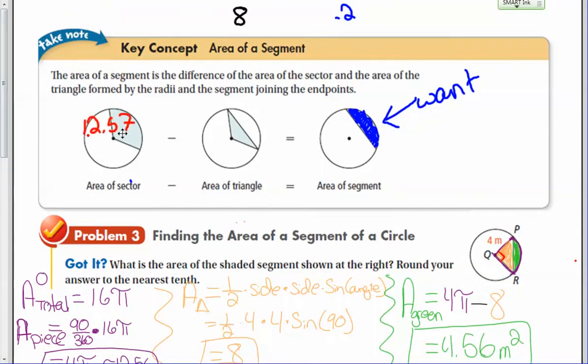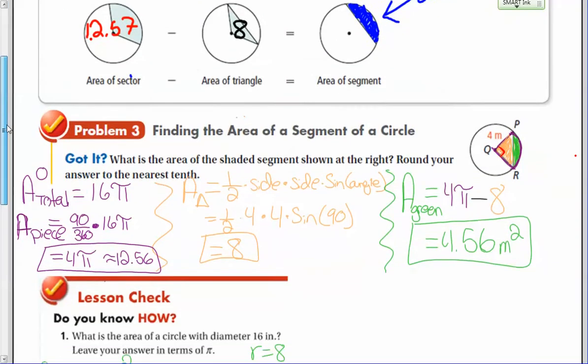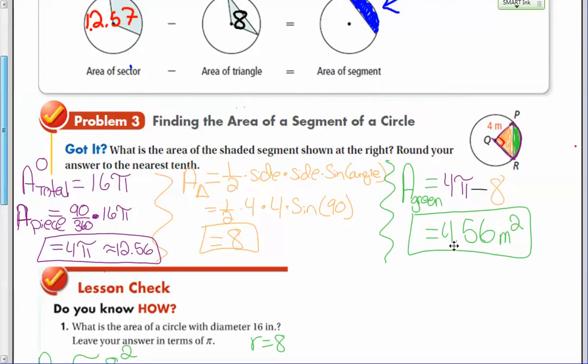So I have my 12.57. I'm going to take away the 8, that's the triangle, and I'll be left with what I want, which is incidentally not 0.2. So 4 pi minus 8 leaves me with 4.56 meters squared, and that's the area of the green segment of my circle. Again, there'll be some homework questions on this. This will not be a test question.